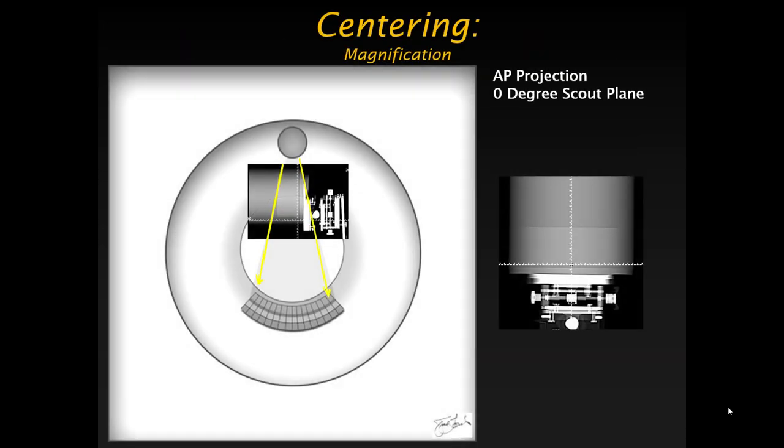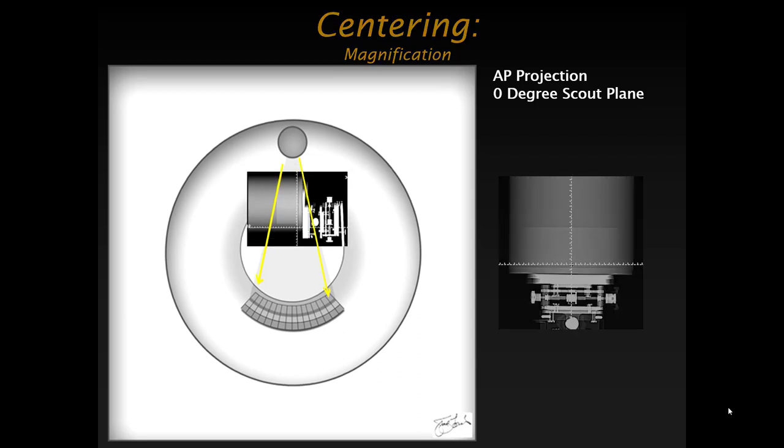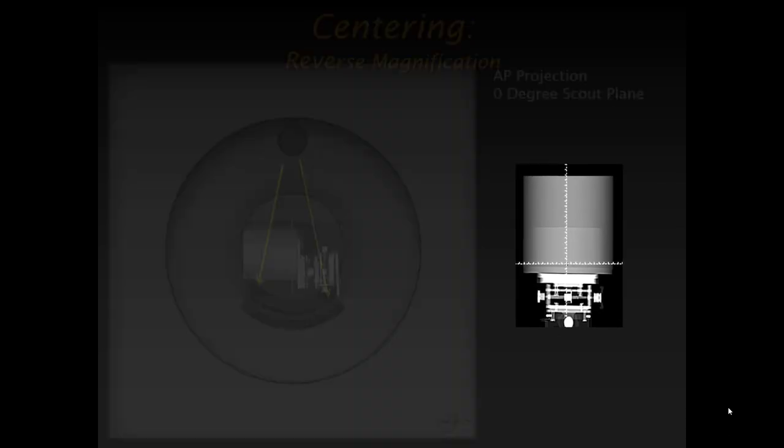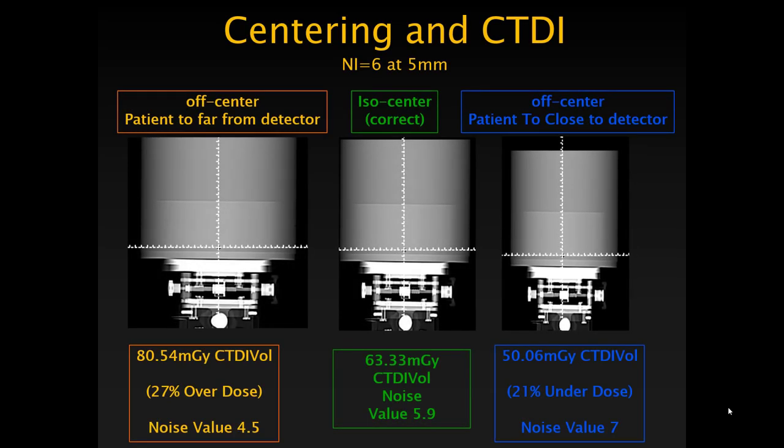So centering and magnification. So imagine your object's close to the source and far from the detector, it will appear larger because of the inverse square law. And we can do the same thing where we take that object, we bring it really close to the detector, we image it, and it will have less magnification because it's closer to the plate that you're imaging on.